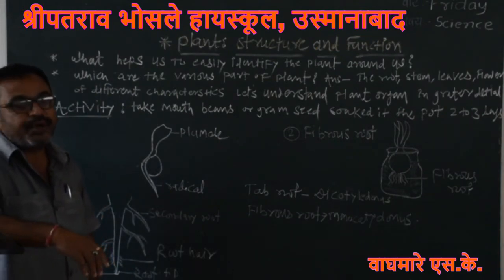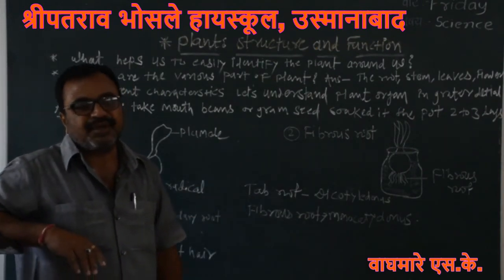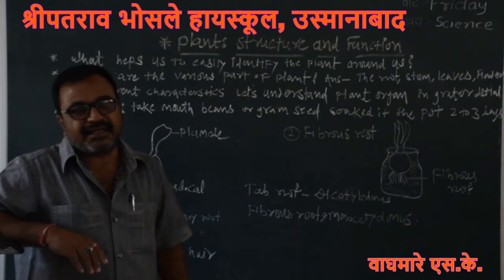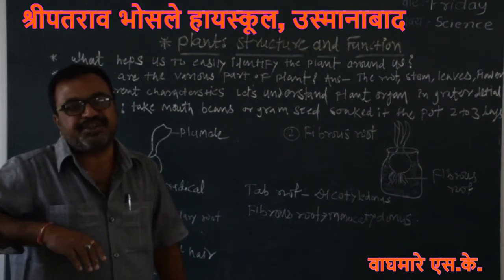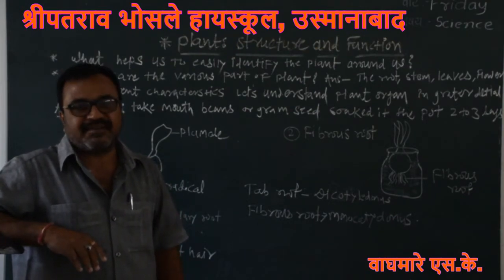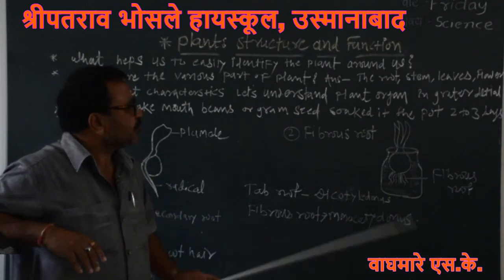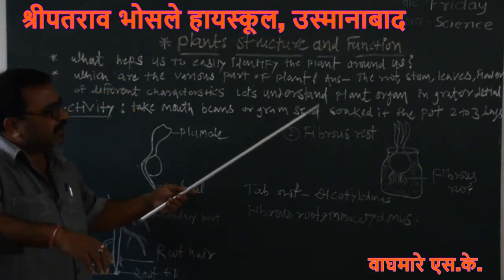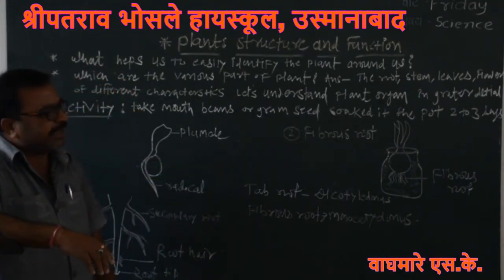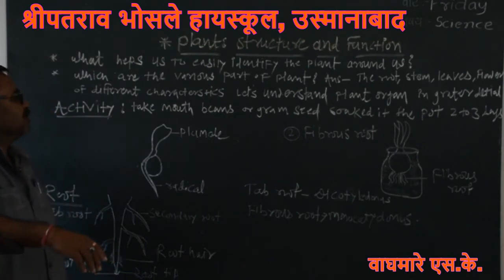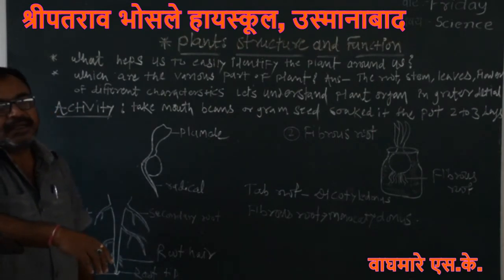That's why we have to classify them. We have to understand the different characteristics of the different animals as well as the plants. Let us understand plant organs in greater detail. That's why we have to take one activity.